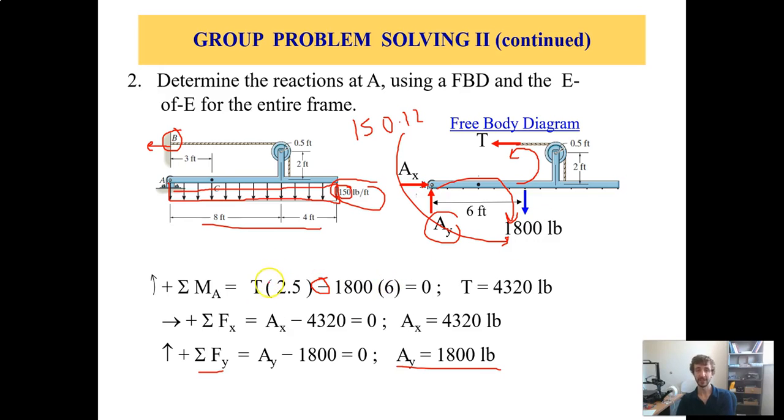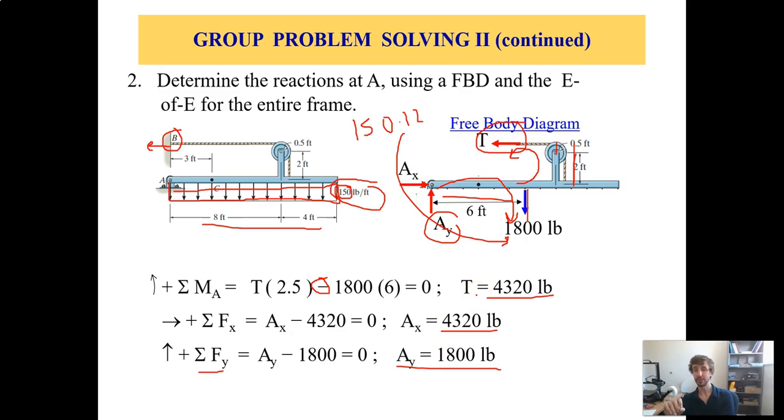Well, we do that. We work on our math. T times 2.5 feet. Why is it 2.5? Because it's 2 from here, and it's another half foot from the center to here. And we only care about the perpendicular distance. This is a horizontal force. That's a perpendicular distance. That's what we need. So tension times 2.5 minus 1,800 times 6. Vertical force, horizontal distance. So we get 4,320. Then we realize that AX and the tension are the only two forces in the x direction. So AX is also 4,320, just in the opposite direction.